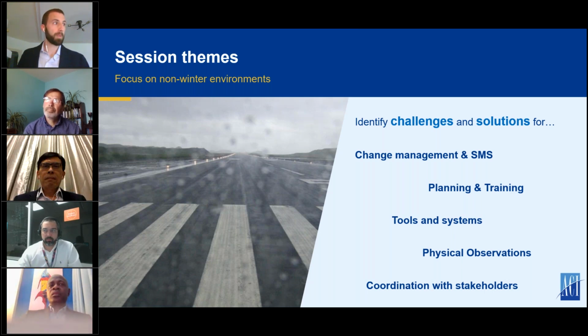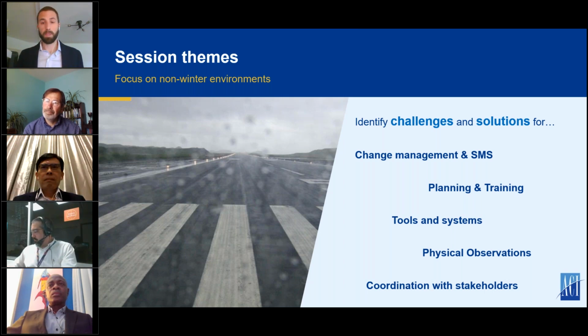And so this session here is going to try and focus on some of the challenges that we have identified, as well as the solutions, obviously, around change management, the safety assessment processes which are necessary for the changes. So integrating the change into the safety management process of the organization, planning and training, of course, two important aspects. Tools and systems, and what has been used and what types of approaches are taken towards these. Physical observations, as previously mentioned, and an important point, coordination with stakeholders across the airport platforms and on a community level, which is very important to look into. So these are the points we'll be addressing.